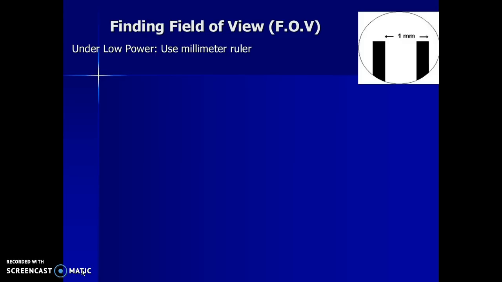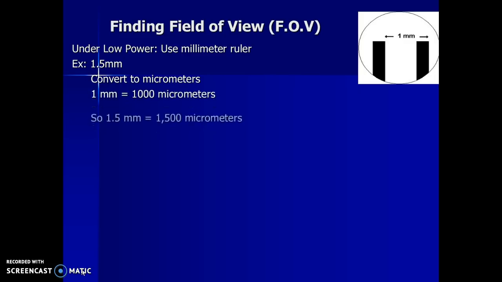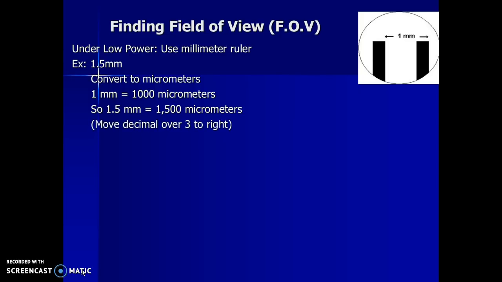Under low power, you will place your ruler, and those are the two millimeter lines that you saw on the ruler, and you must place those two lines right in the center of your field of view. So that gives you an estimate that in between those two lines is 1 millimeter distance. On the sides, you approximate that it's 0.25 on each side. Therefore, your diameter of the view is 1.5 millimeters. Now 1.5 times 1000 equals 1500 micrometers.